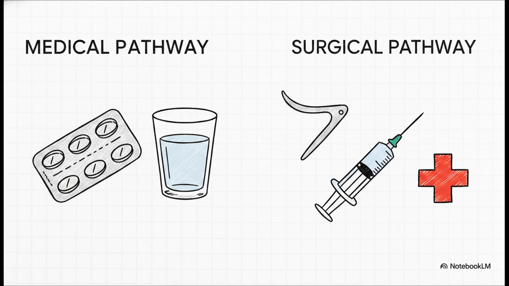A medical abortion is usually done early in pregnancy using specific prescribed medications. A surgical abortion involves clinical procedures, usually something called vacuum aspiration in early pregnancy, where tissue is removed with gentle suction, or dilation and evacuation, commonly known as a D&E, which is utilized later in pregnancy when medically indicated.